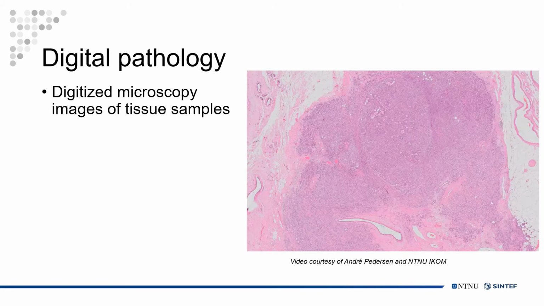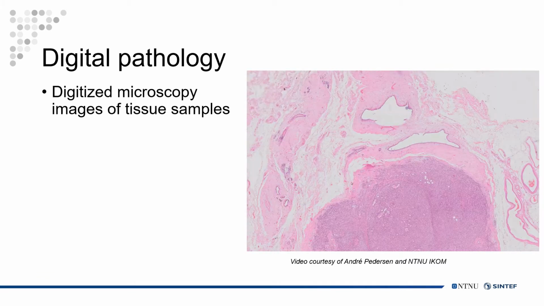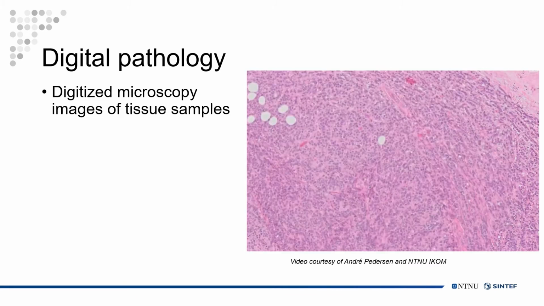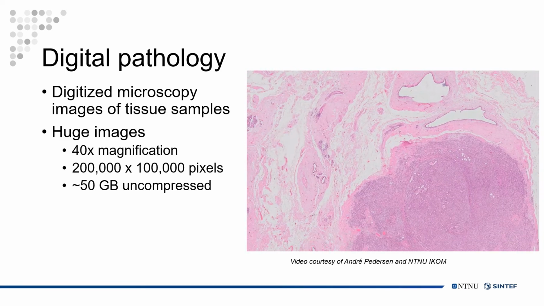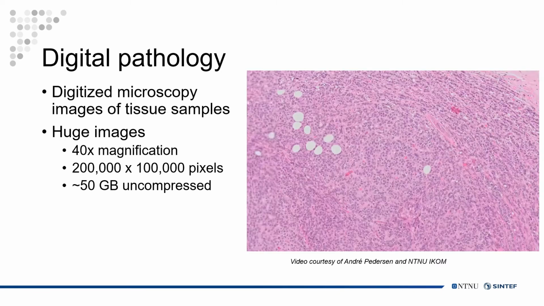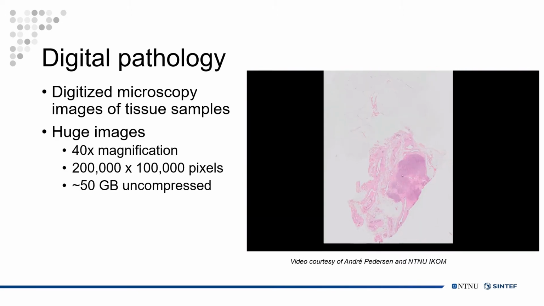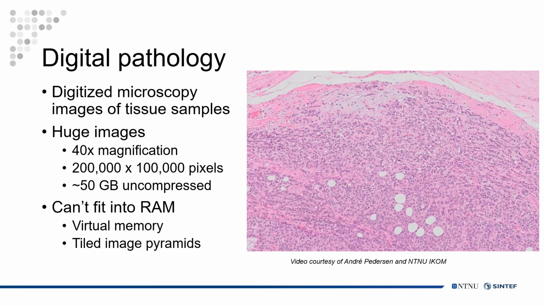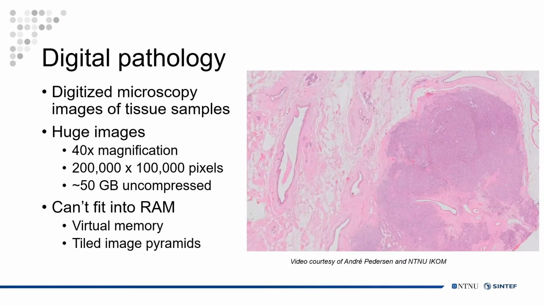In digital pathology, we are looking at digitized microscopy images of tissue samples, which you see an example of at the right here, where you can zoom in as far to see the actual cell nucleus. Scanning at 40 times magnification, these images are huge. We can have sizes of up to 200,000 times 100,000 pixels, which results in an uncompressed image size of around 50 gigabytes. For most computers, these images can't even fit into the RAM. So we have to use virtual memory and tiled image pyramids just to visualize these images.